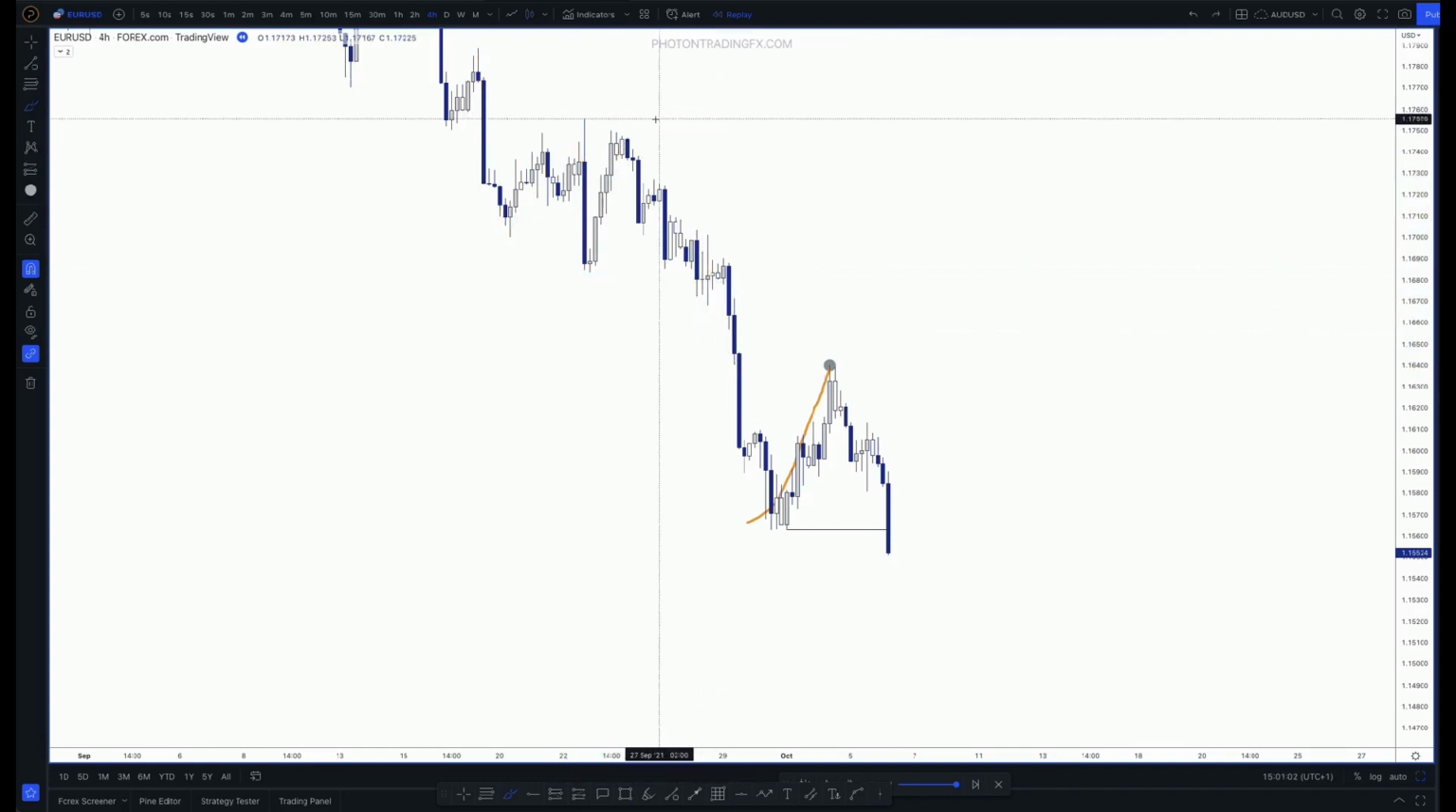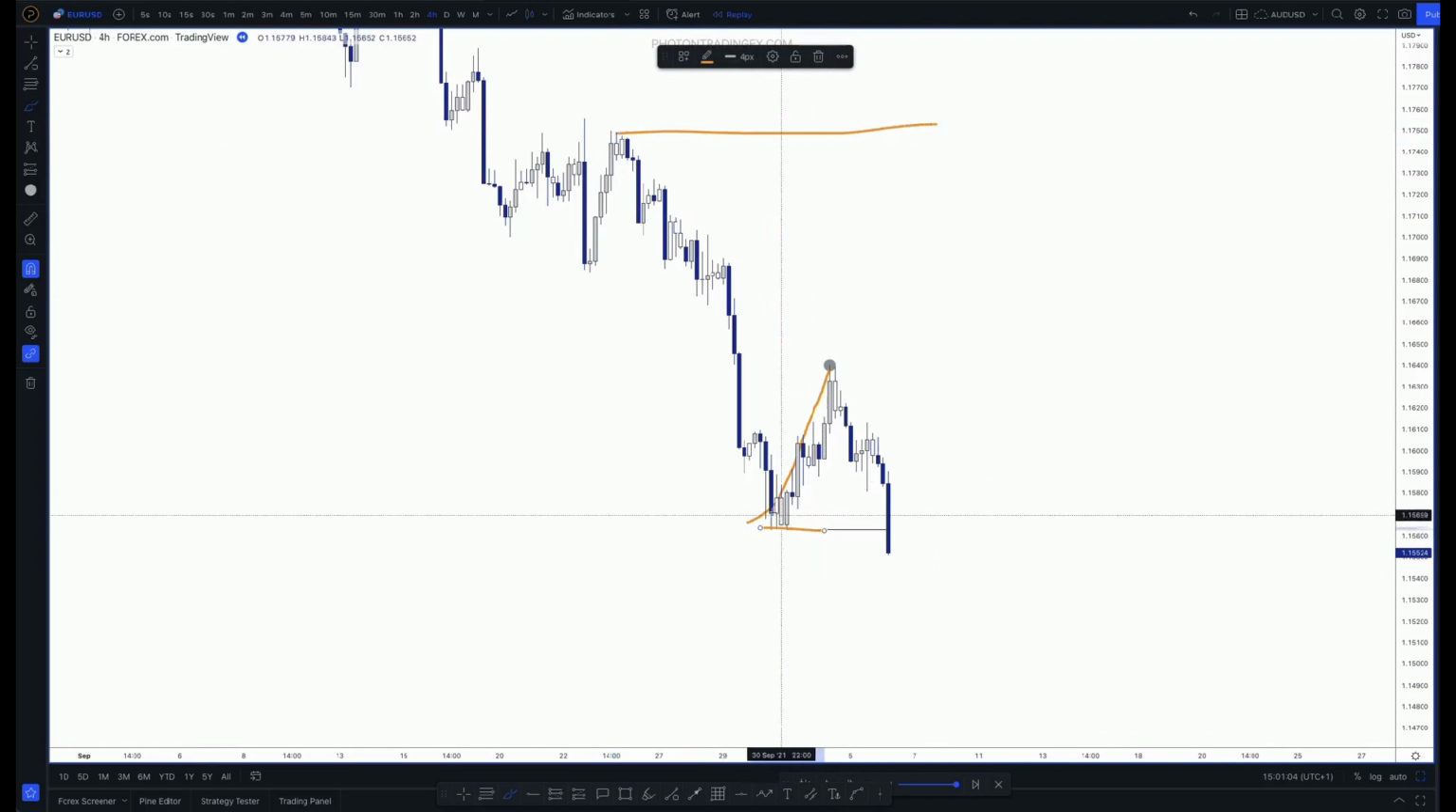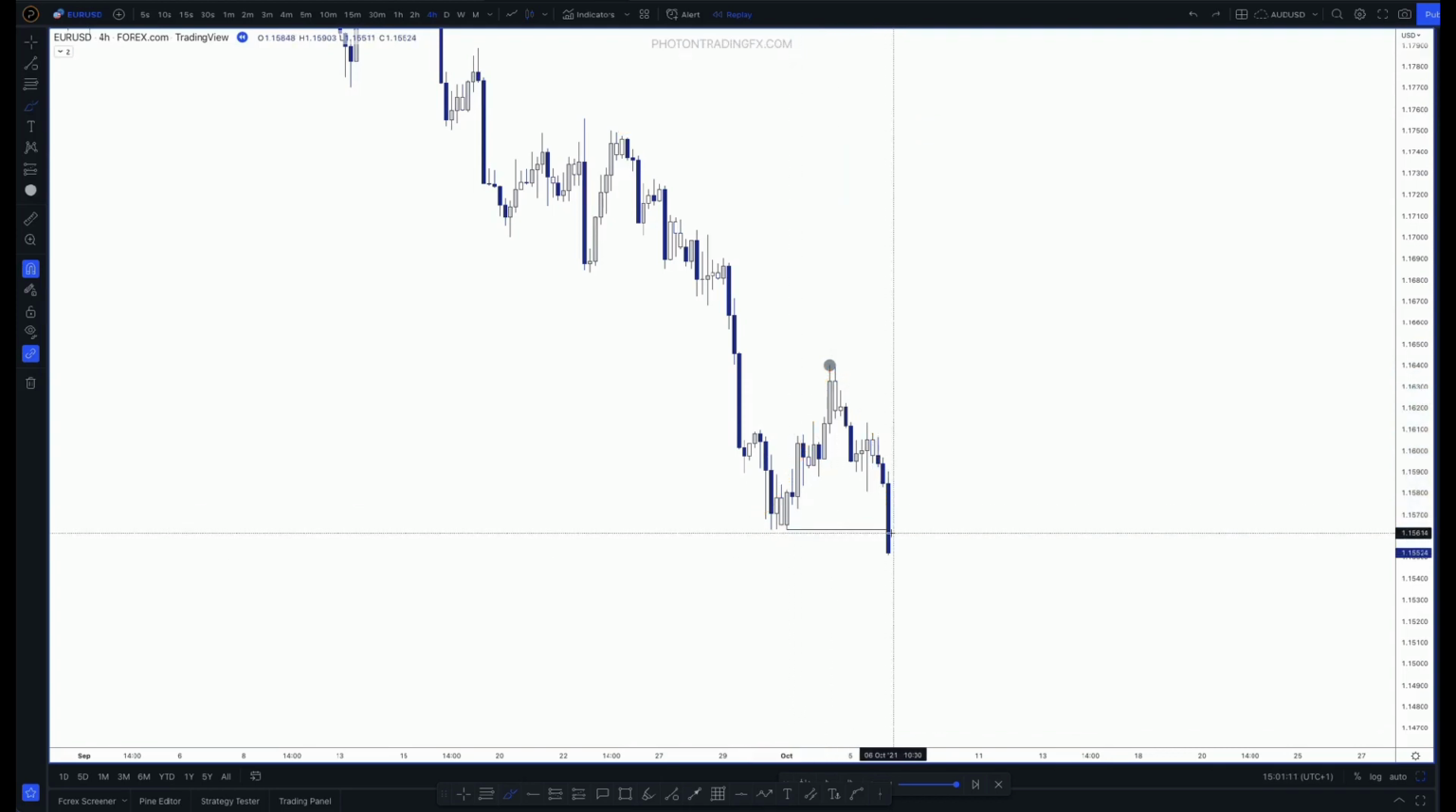At that point, we would have this as our new swing high. This is our new swing low. Price pulls back, obviously it doesn't break the high. And then we come down and we break and close below. So we have a confirmed 4-hour swing break of structure here. I'm just going to zoom in a little bit.